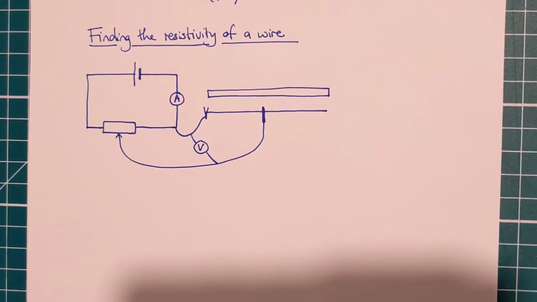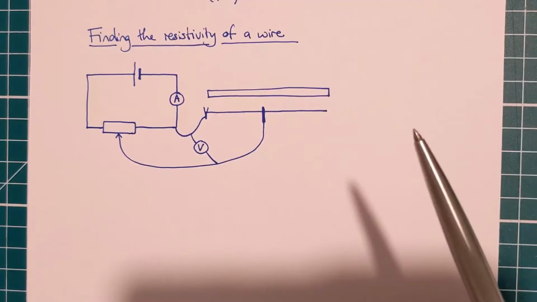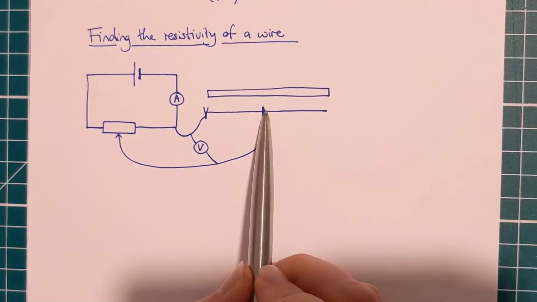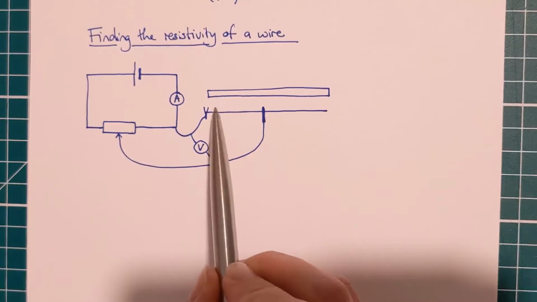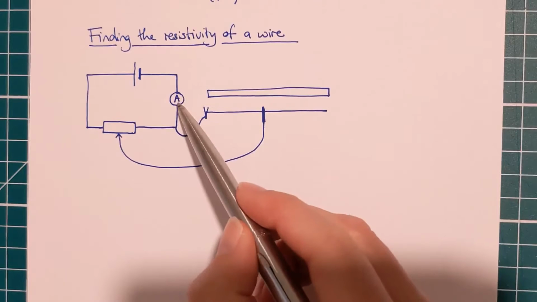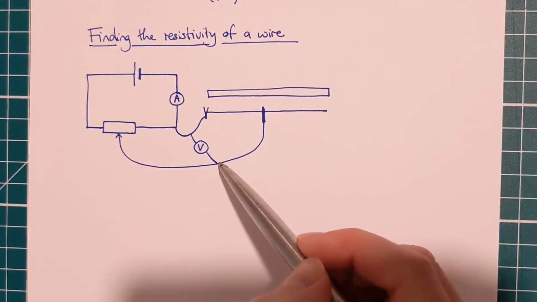In terms of the practical to find the resistivity of a wire, it's quite a straightforward one, and you've probably done it at GCSE, but it's a real favourite of examiners at A-level because you can bring in so many practical skills considerations. So, roughly, what you're doing is moving this contact along the wire to vary the length of the wire, and you're measuring the current through it and the PD across it.